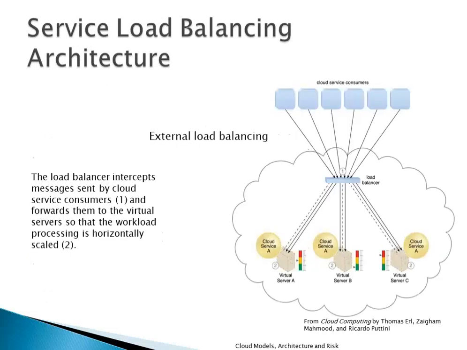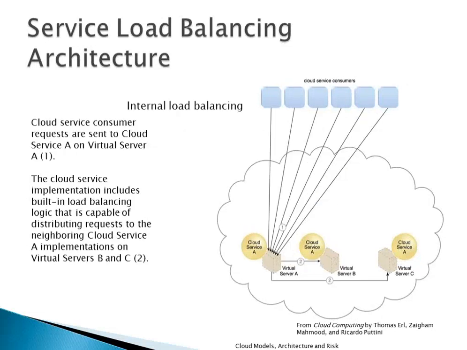Let's have a look at another thing. So if we've got an external load balancer here, so we've got an external load balancer in the cloud, and it does a load balance between three instances, in this case, of the particular cloud service. And so we horizontally scale them by using the load balancer across these three instances in order to provide a balanced load.